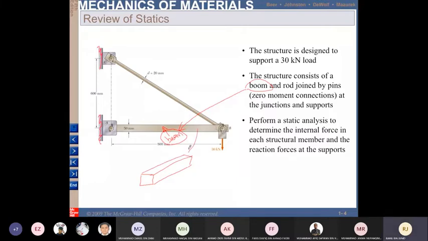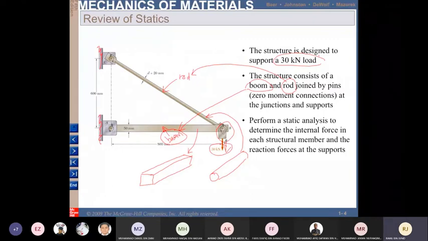This one is a rod. A rod has the shape of a circle. So this is a rod. So this structure, rod and beam, is designed to support a 30 kilonewton load. This is the 30 kilonewton load, here.